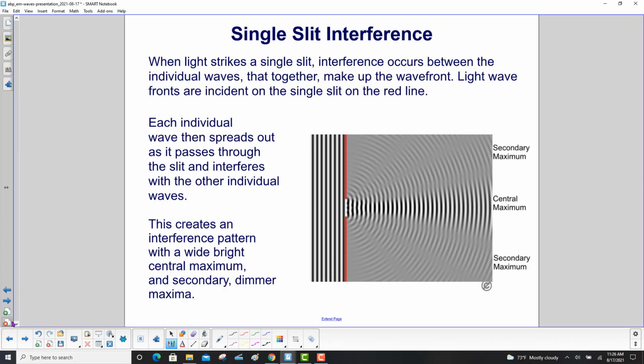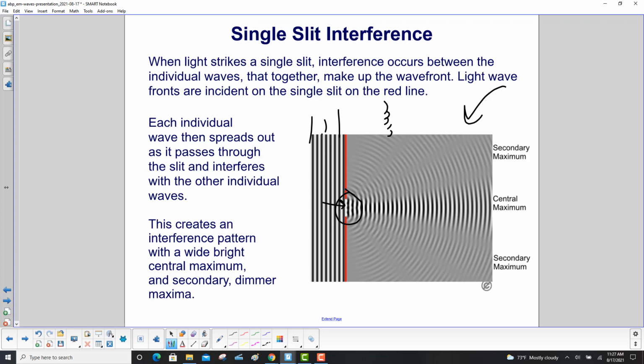When light strikes a single slit, interference occurs between the individual waves that together make up the wavefront. Light wavefronts are incident on the single slit on the red line. So we've got the picture here. This is a little tricky. These all look like straight lines, right? However, if you look close enough, each line is composed of multiple little wavefronts there, okay? So there it looks like there's 3 or 4 of them.